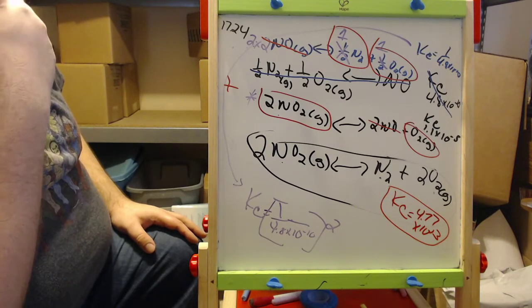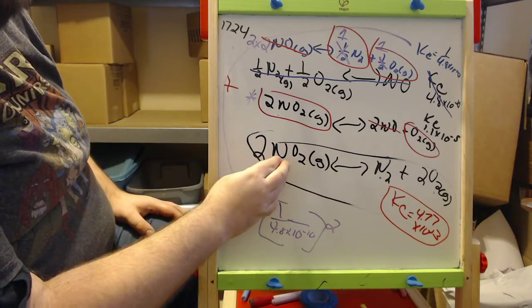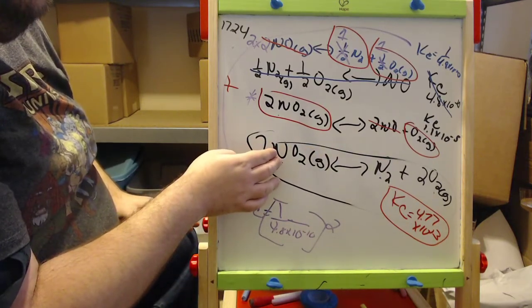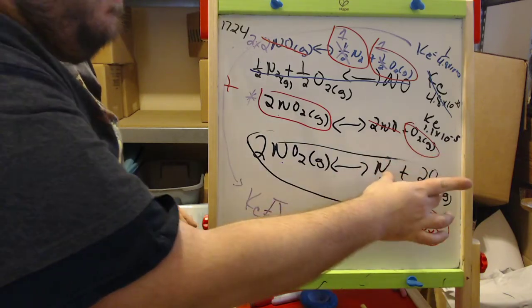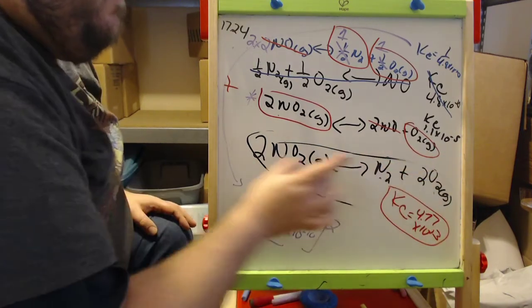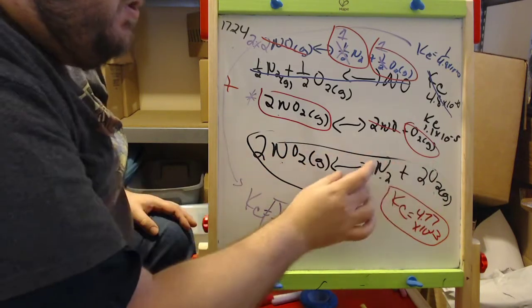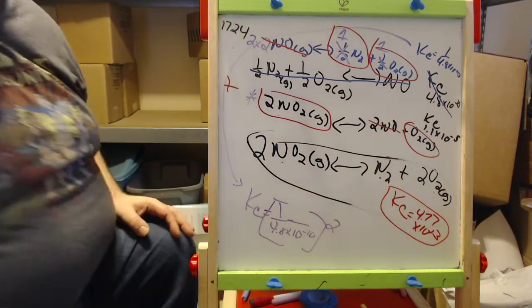So what does this value tell us? This value tells us that the formation of NO2, that the reverse reaction, okay, at equilibrium, all right, that the products are favored. So this reaction, the reverse reaction, is not, and the decomposition of NO2 is favored. Products are favored because the Kc is a lot bigger than 1.